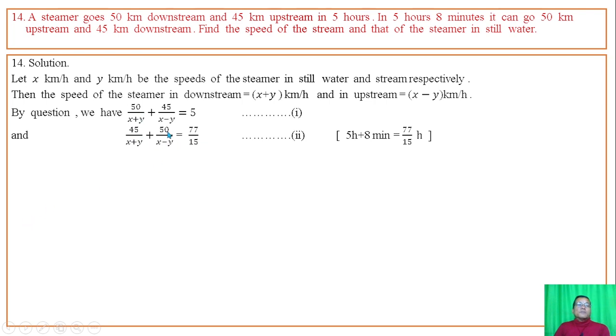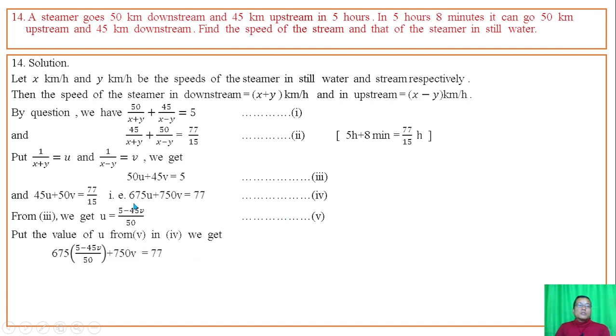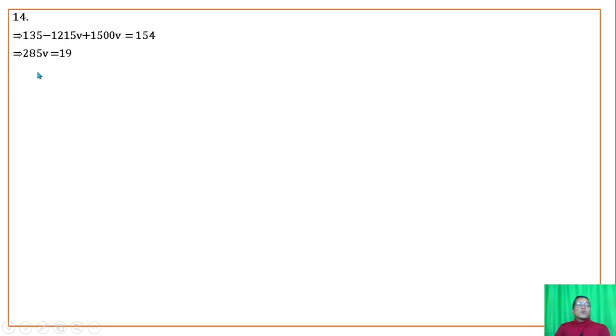We solve by putting 1 by x plus y equal to u and 1 by x minus y equal to v. Above, equation 1 becomes equation 3 and equation 2 becomes equation 4 after simplifying. From equation 3 we get the value of u as equation 5. Putting the value of u from equation 5 in equation 4, we get 675 and solve to find the value of v.